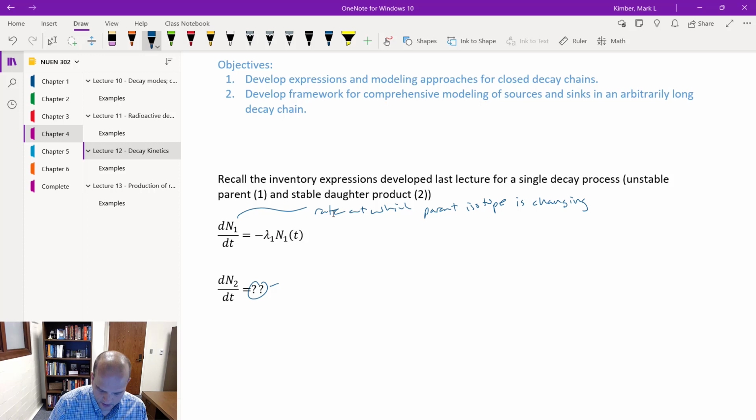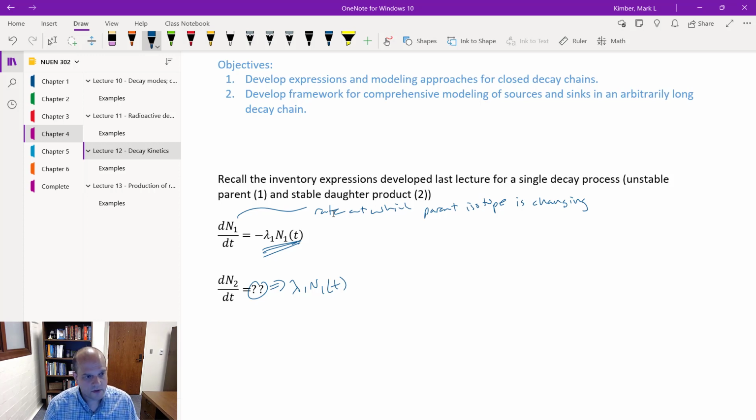And so this is going to simply be lambda 1 N1. So any parent decrease is going to result in a daughter increase. That's what this is saying. So I take this same expression that was a sink in my first rate balance, and I'm going to dump it in as a source in my second. So I lose it from the first isotope, gain it in the second isotope.